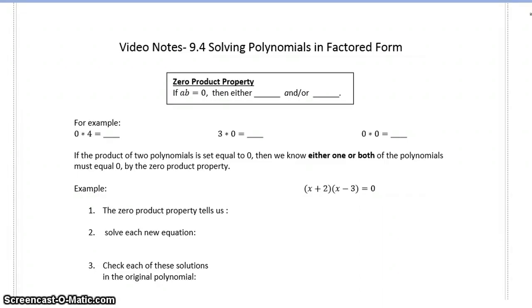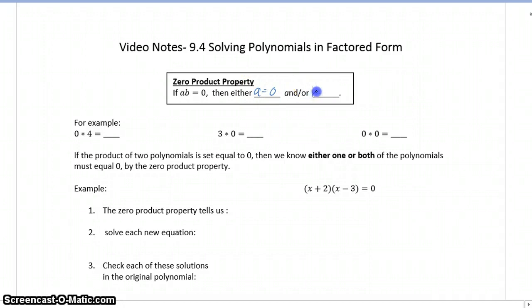This property says that if A times B equals 0, then either A has to be equal to 0 or B has to be equal to 0. One of the two has to be equal to 0. For example, 0 times 4 gives you 0, 3 times 0 gives you 0, and 0 times 0 gives you 0. So either the first term, the second term, or both have to be 0 in order to get a product of 0.